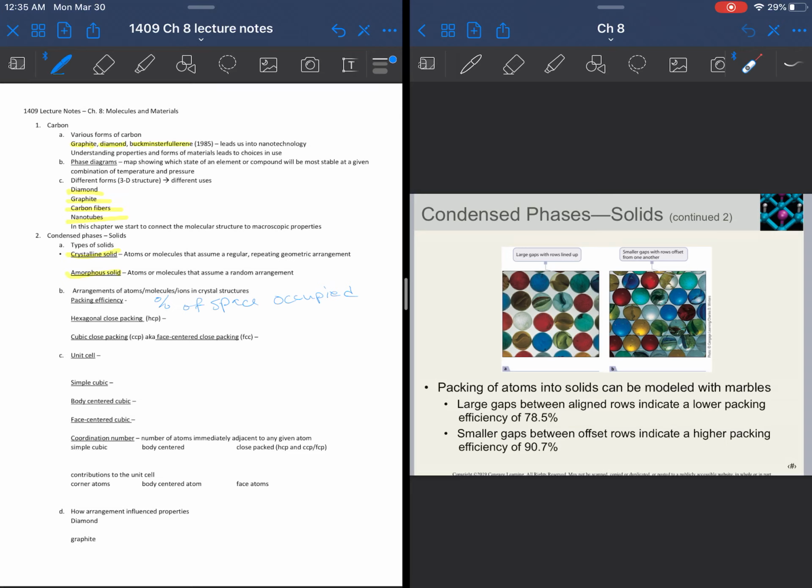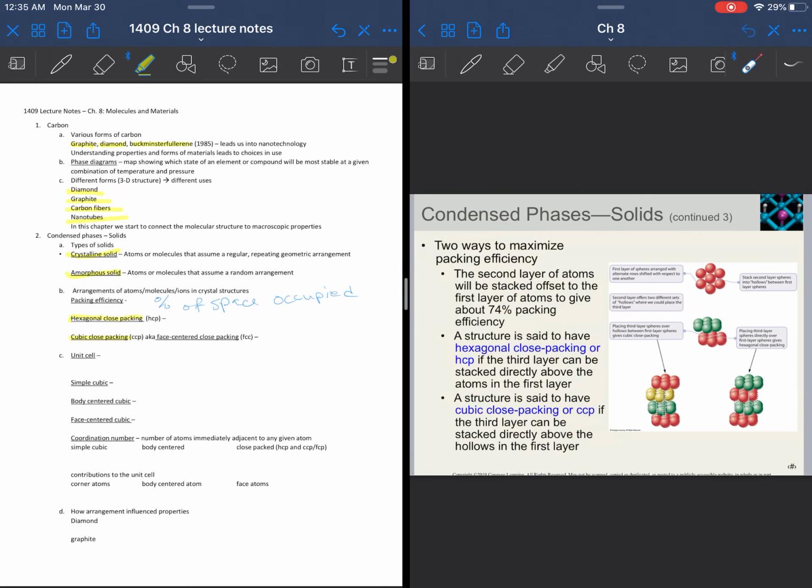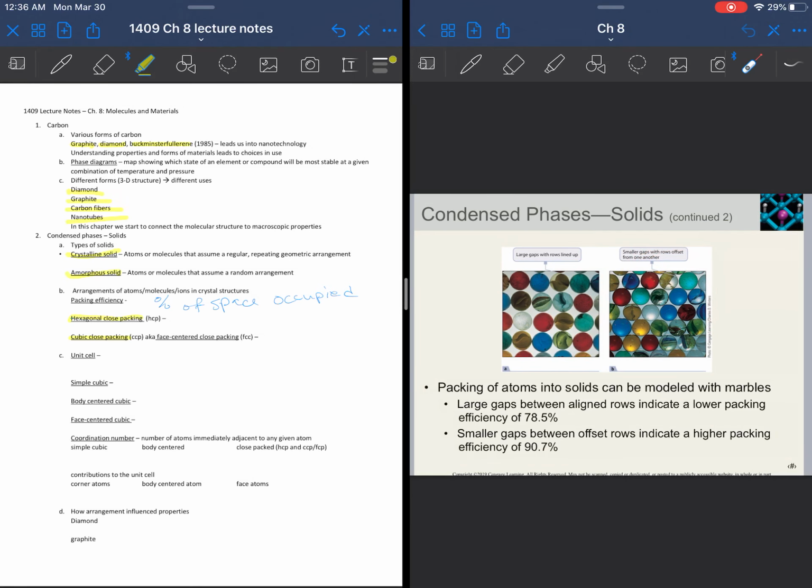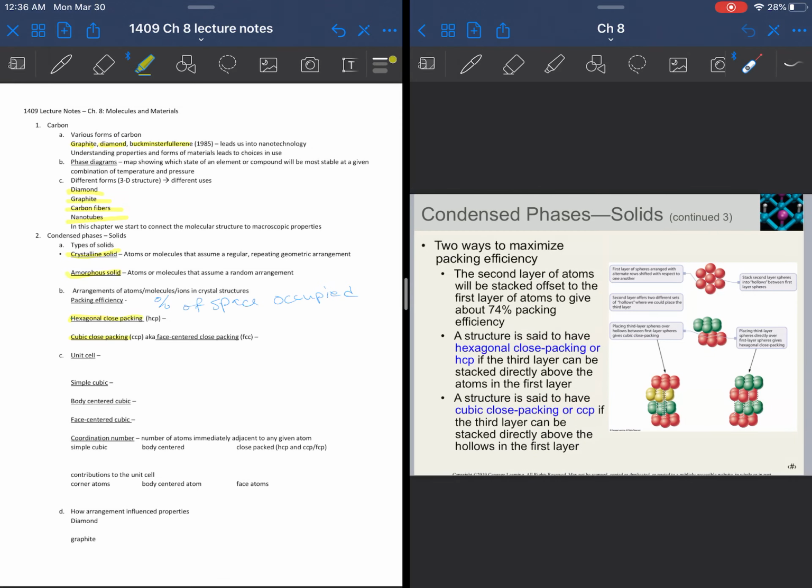And so the way that we can start to stack these arrangements varies, and it gives us different types of packing. We're going to look at hexagonal close packing and cubic close packing, also known as face-centered. All right, so let's take a look at these pictures. To get the most efficient packing, we're trying to maximize that efficiency. We're going to start off with the offset stacking, what we saw in this picture right here. That's how each layer is going to be arranged.